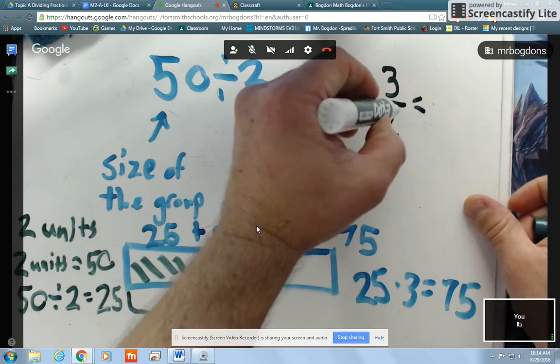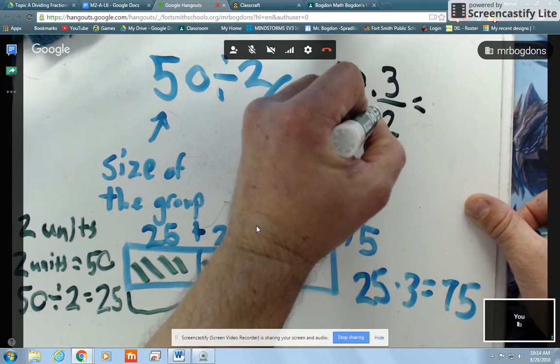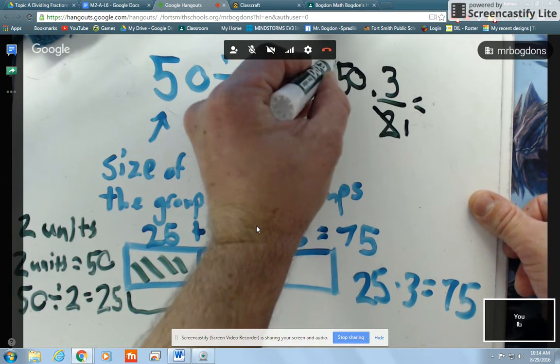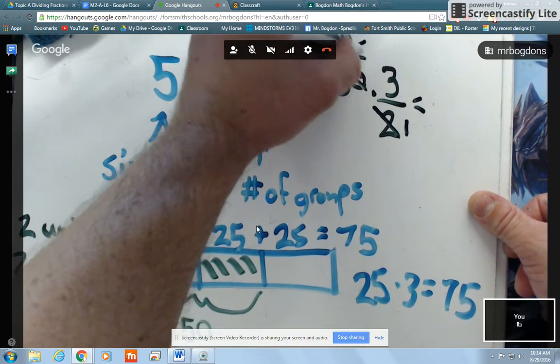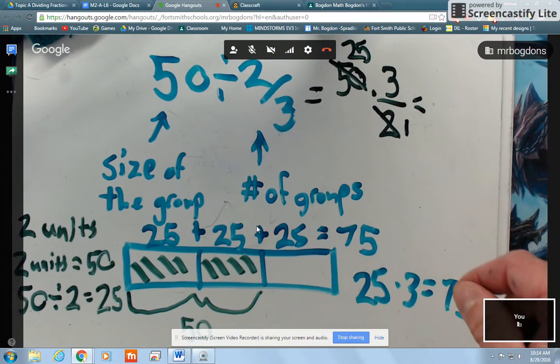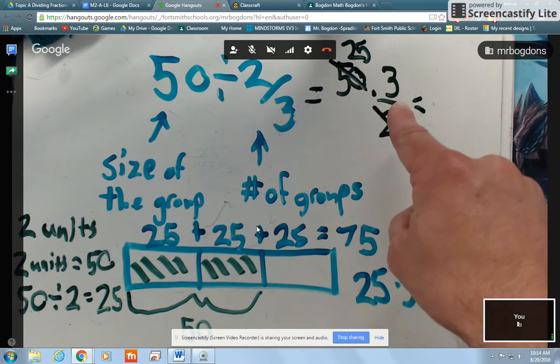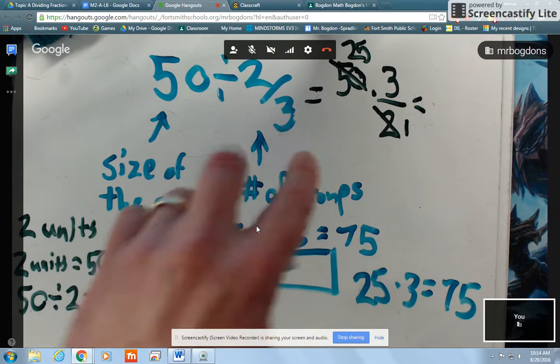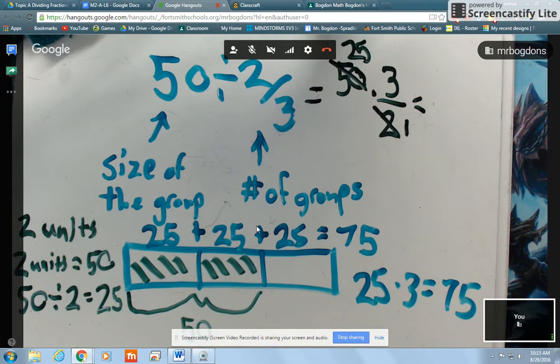Okay, so 2 divided by 2 would turn into 1. 50 divided by 2 would turn into? Now this should look very familiar. I have 25 times 3. What do I have here? 25 times 3. It's the exact same thing. With the model, I can prove it. With my algebra, I can prove it, okay?